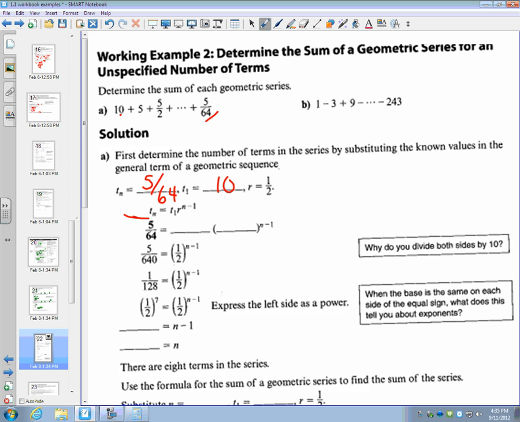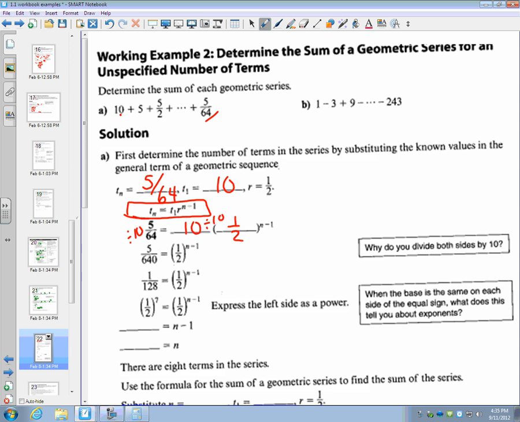Okay, so this is the general term for a geometric. Tn equals the first term times r to the n minus 1. So the nth term, 5/64, is equal to the first term, which we said was 10, and then we have r to the power of n minus 1. We have 1/2 to the power of n minus 1. Okay, what we do first of all is we divide both sides by 10. So we get 5 over 640 equals 1/2 to the n minus 1.